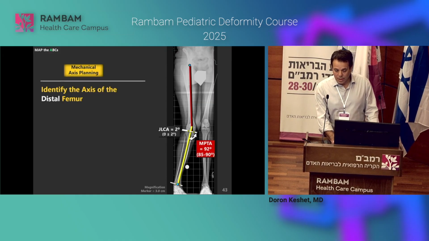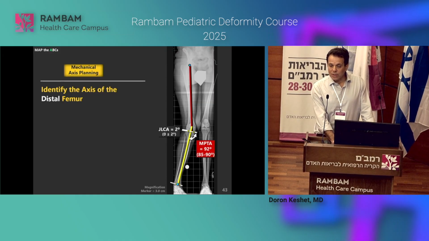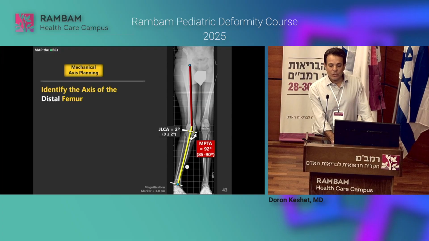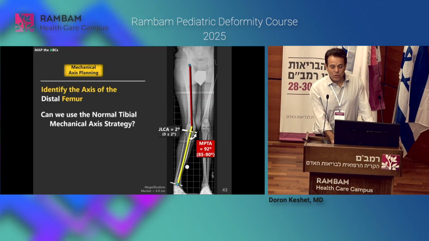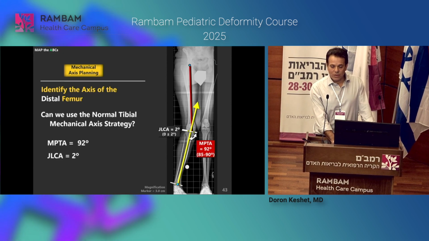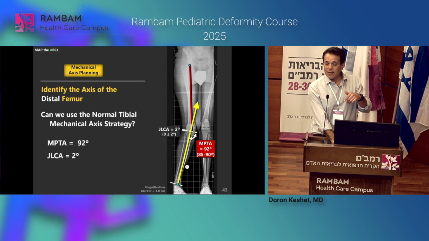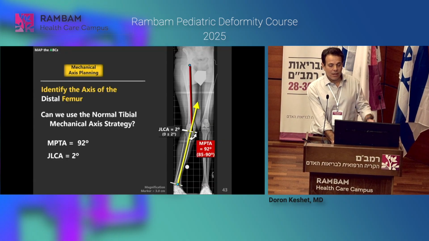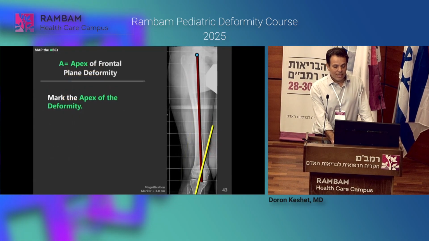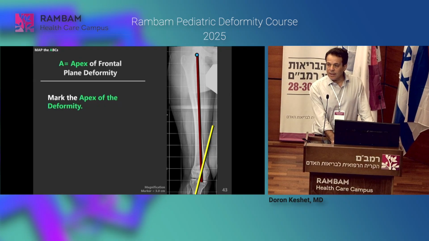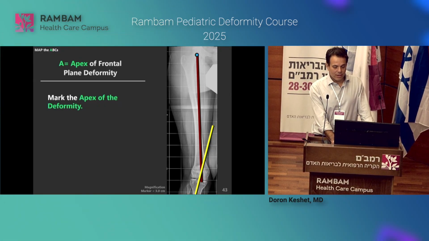So here, the MPTA is 92 degrees, and we learned from Dr. Herzenberg that we have the good combo, bad combo, so we'll accept that. And the joint line convergence angle is within the normal range, so we decided to accept that. So we extend the tibial mechanical axis approximately into the femur, and that will create the distal femoral angle, okay?